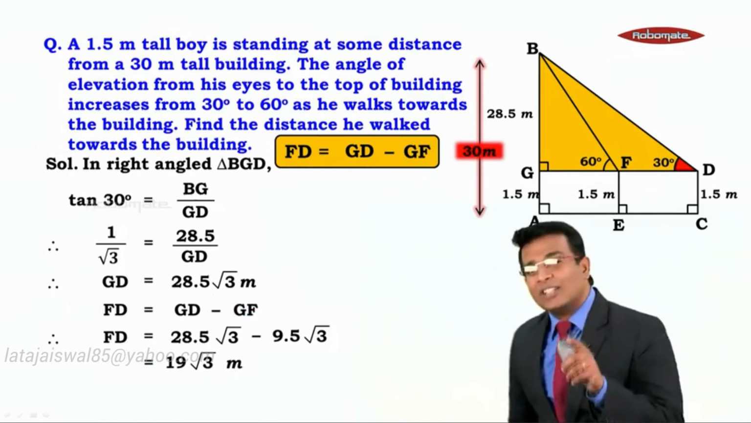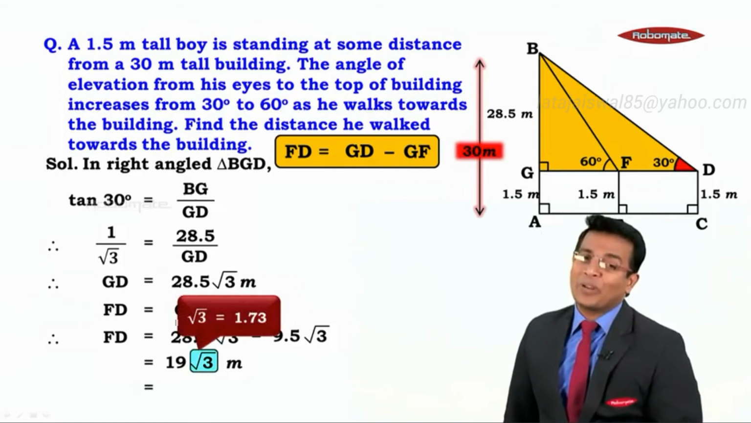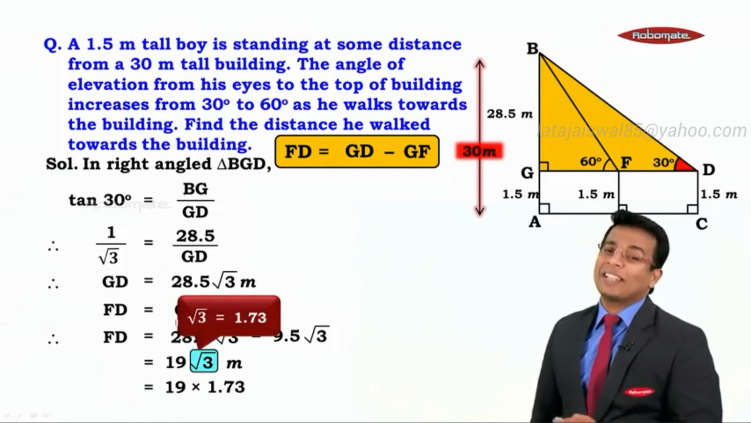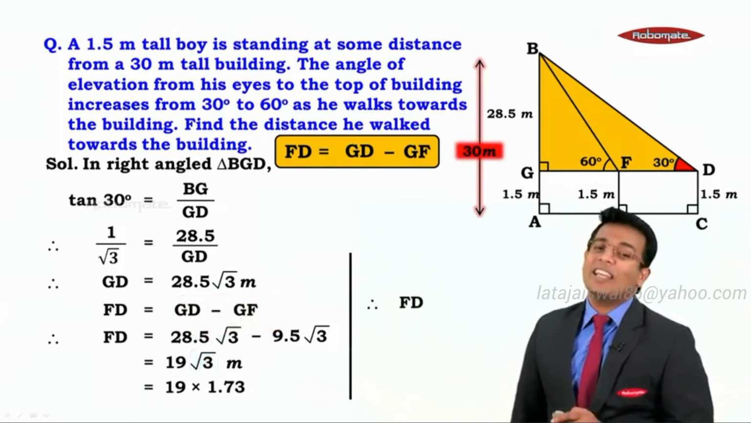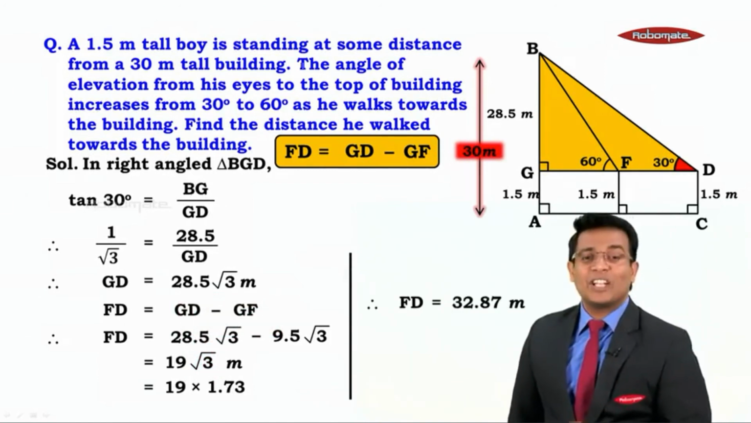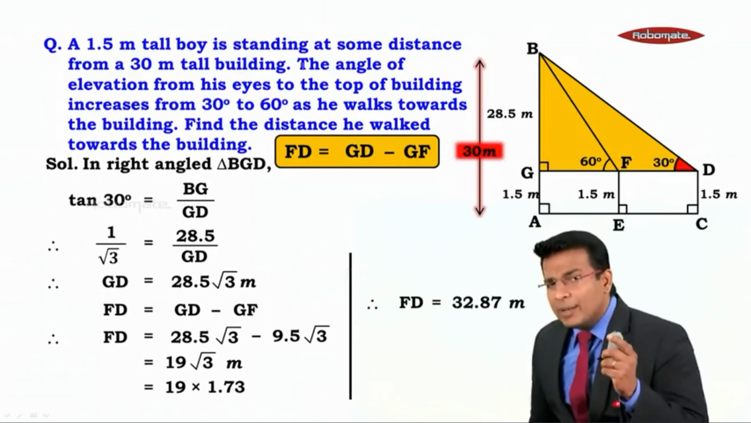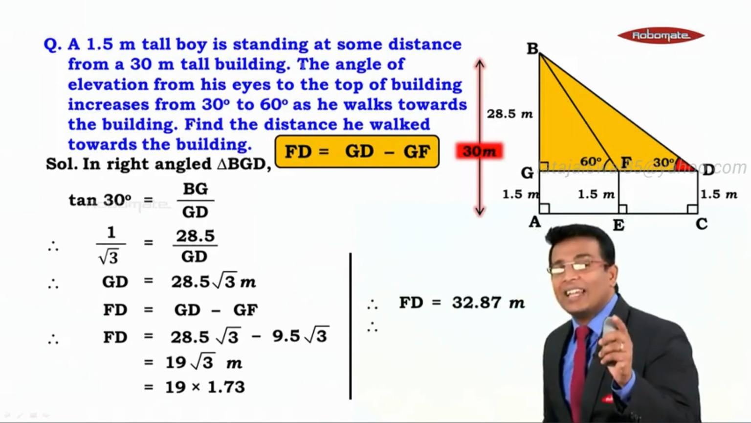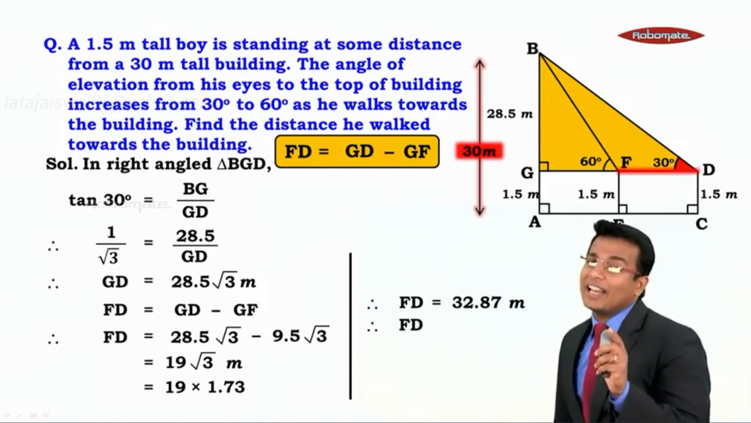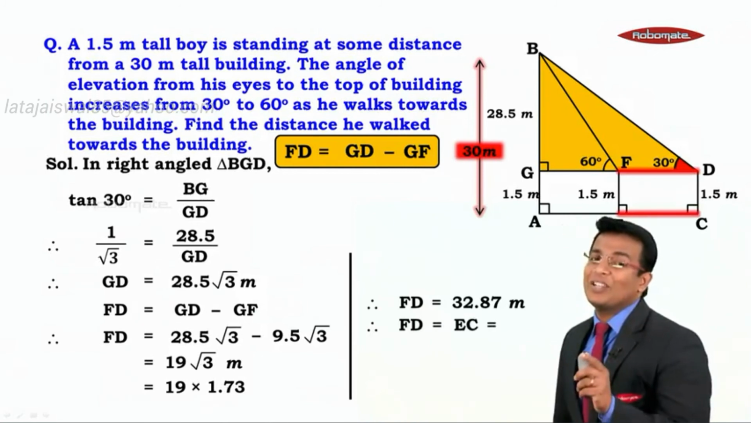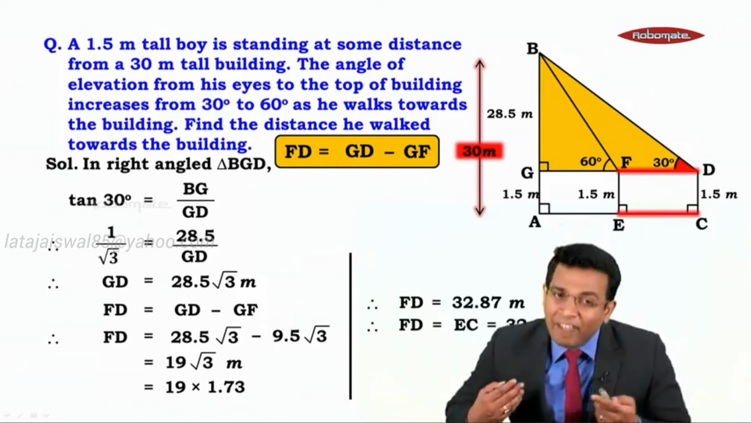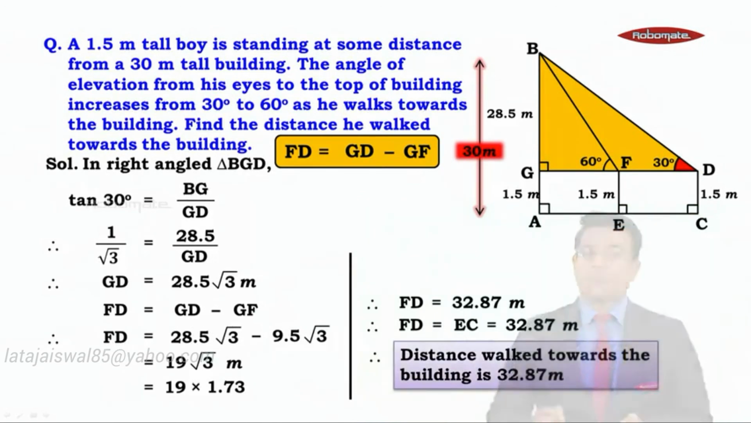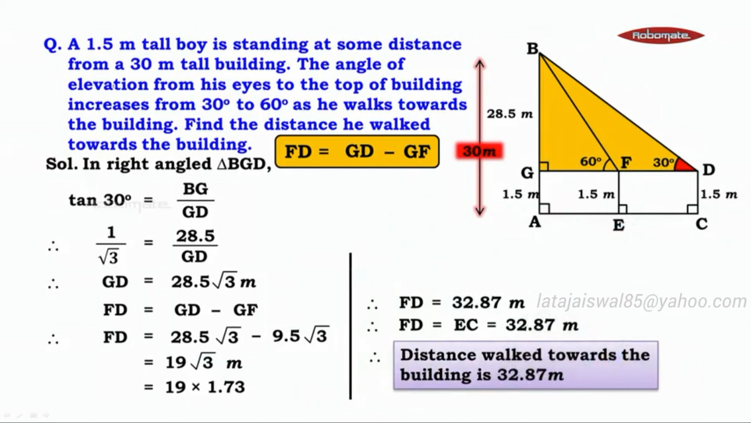Now here we can substitute the value of root 3. We know the value of root 3 is 1.73. So write 19 into 1.73, and once we multiply, we have the value of FD as 32.87 meter. But we want the value of EC because that is the distance traveled by the boy. Right? So in that rectangle, EC and FD are equal. So EC is equal to FD is equal to 32.87 meter. Now we can write the final answer there. Therefore, the distance walked towards the building by the boy is 32.87 meter. And that's the sum. A very, very important sum, but a beautiful sum, right?